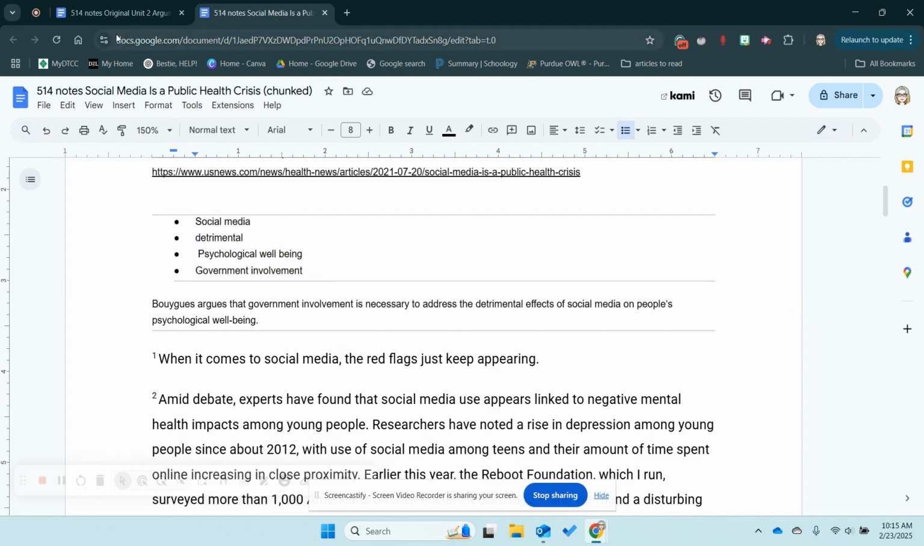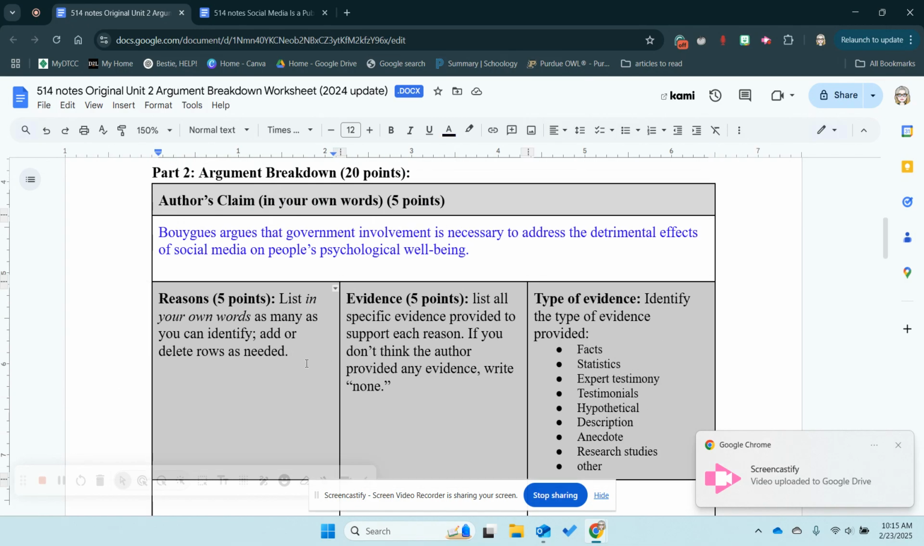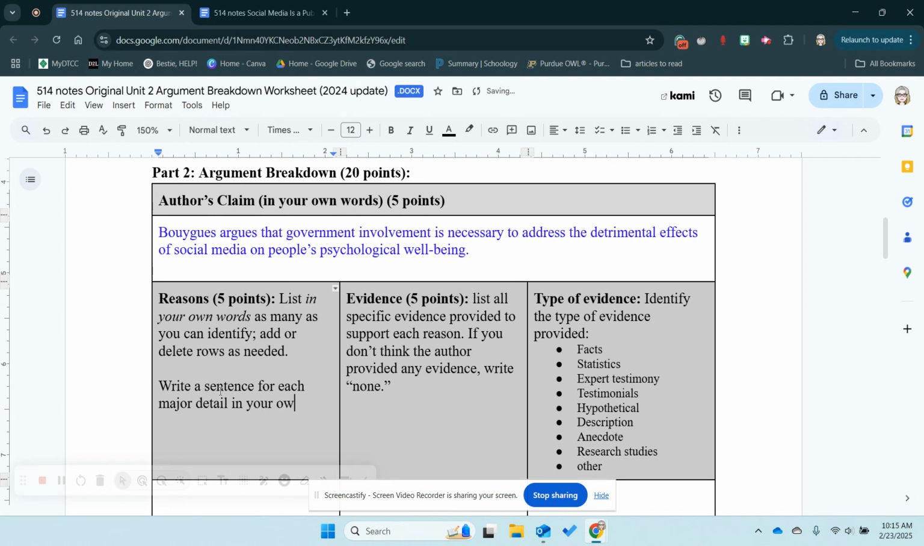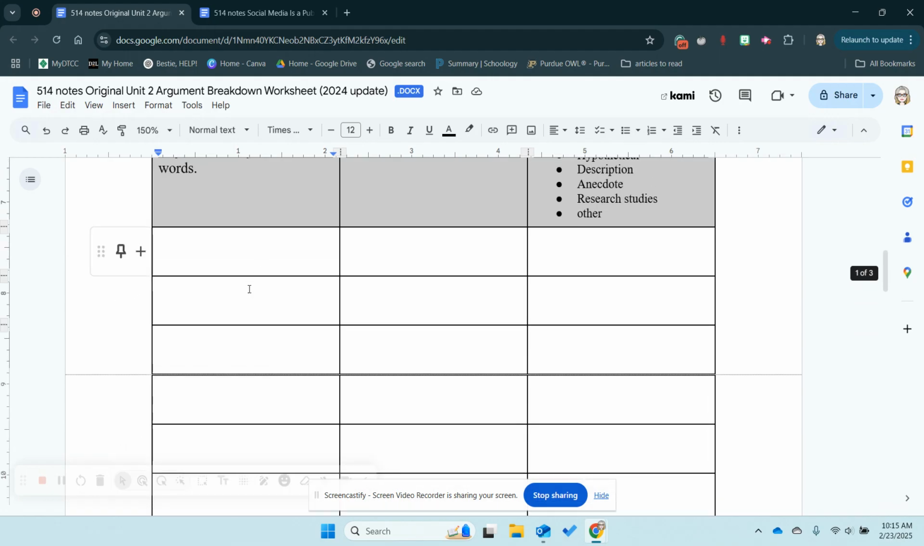All right, so now let's look at what we have going on here, these reasons. The other thing that sometimes people are having trouble with here, and we might need to clarify it on the assignment, which is kind of our fault on our end. We want to write a sentence for each major detail in your own words. That was one thing that as I was going through the assignments, I thought, oh, that could be clarified. And then the other thing, let's see, 1, 2, 3.